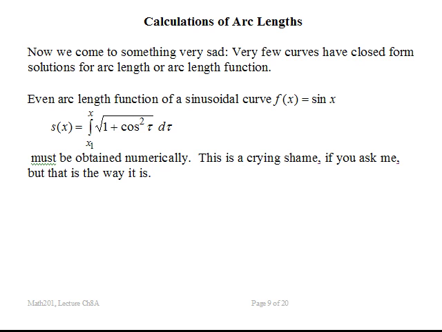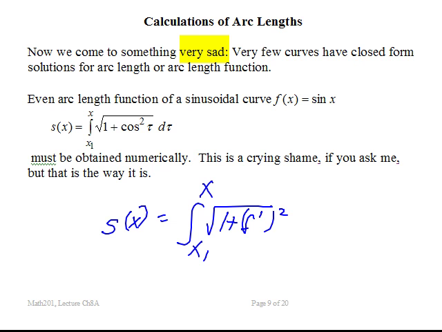And now we come to something that I have said is very sad. We have this nice expression which we spent some time deriving. I'll just write it for the arc length function. S of x is some integral from some point x1 to x of the square root of 1 plus f prime squared d tau. And it doesn't look that bad. In fact, it looks rather benign. The problem is that there are very few curves that have a closed form solution for these definite integrals.